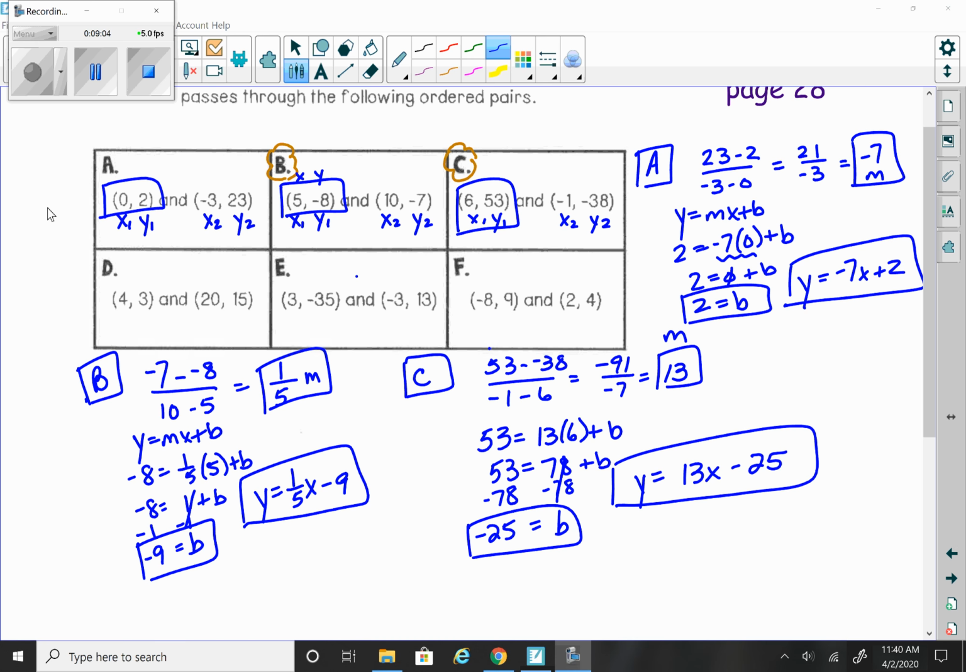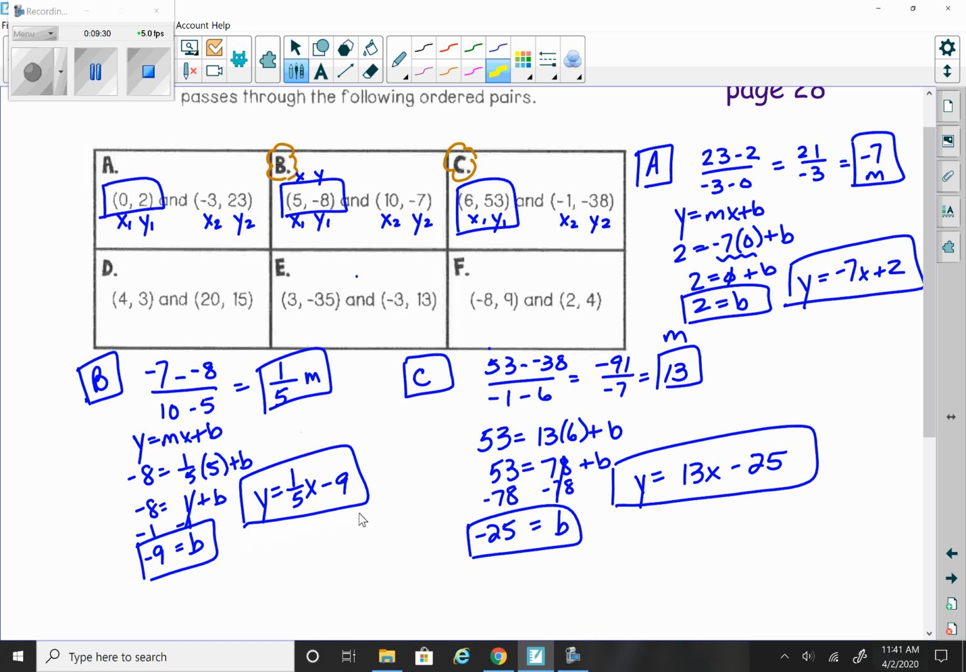Okay, so here are my answers to letters B and C. For B, I plugged the points into the slope formula. I have a slope of 1/5. I plugged this slope and the first point into slope-intercept, and I solve for b. 1/5 times 5 is 1. I subtract the 1 over. -8 minus 1 is -9. So using that b value and that slope, I came up with the equation in slope-intercept form.